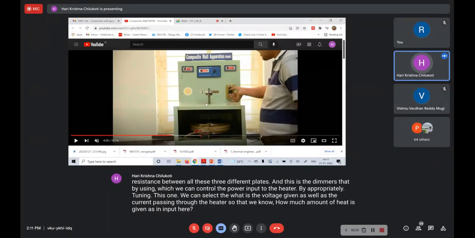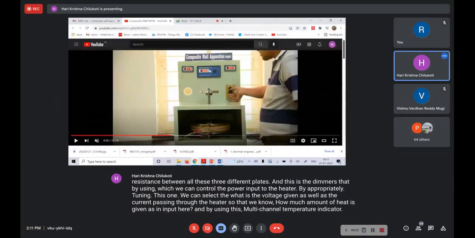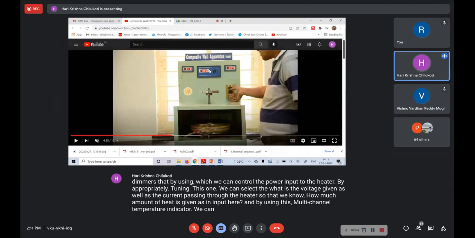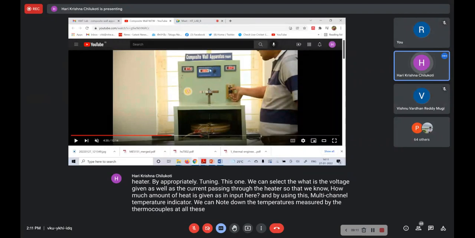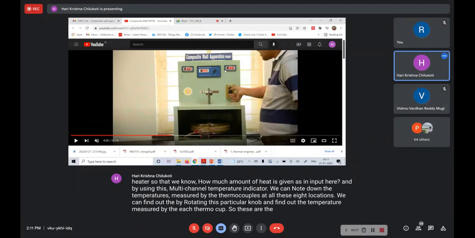And by using this multi-channel temperature indicator, we can note down the temperatures measured by the thermocouples at all these 8 locations. By rotating this particular knob, we can find out the temperature measured by each thermocouple. So these are all three knobs that we can use.